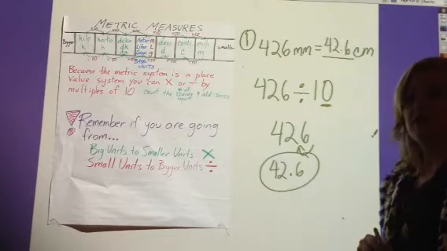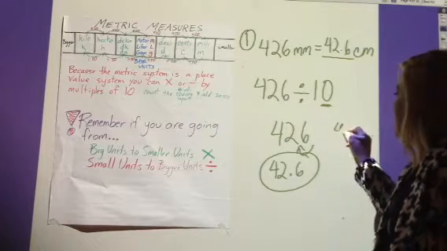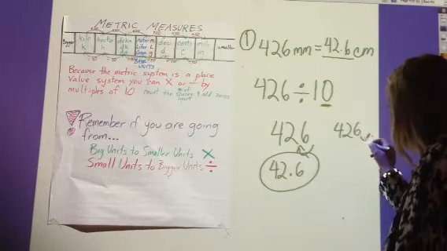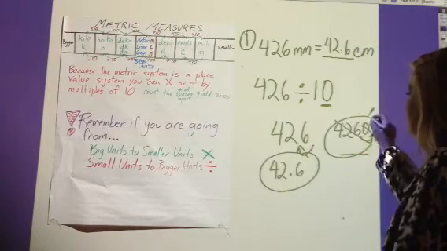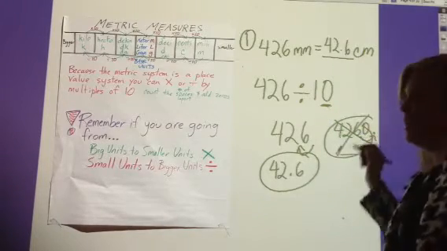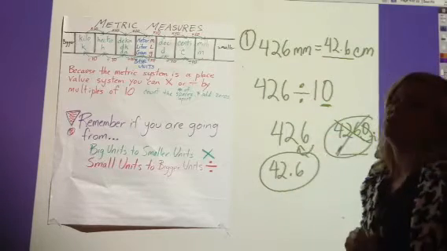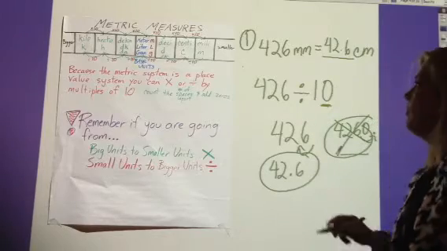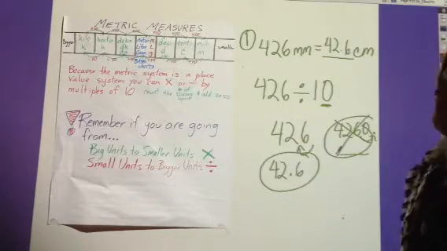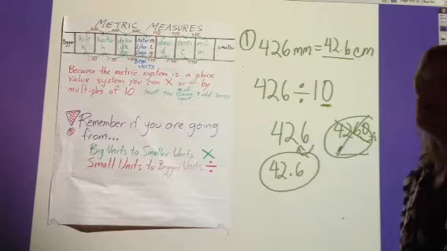42.6 centimeters. If I was going to move it to the right, I would move it over one spot. I'd realize, oops, that answer is bigger. I get a bigger answer when I'm multiplying. I was supposed to divide. That's how I know to move the decimal to the left, because it was a division problem. Again, 426 millimeters turned into centimeters is 42.6 centimeters.